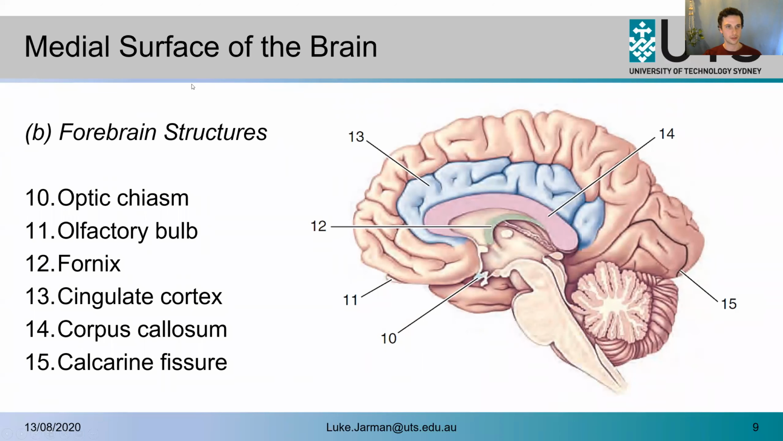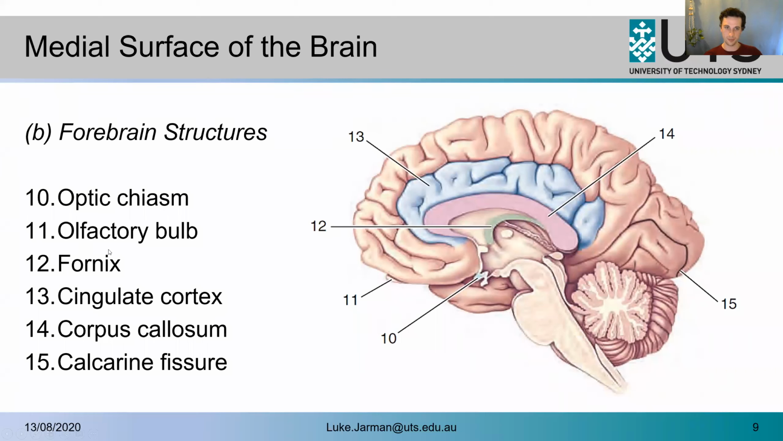Right. So we have the 4 brain structures. Number 10 is your optic chiasm. So you actually come back to this a couple of different times later on as well. Your optic chiasm is where your left and right visual nerves cross over, which is an important thing.